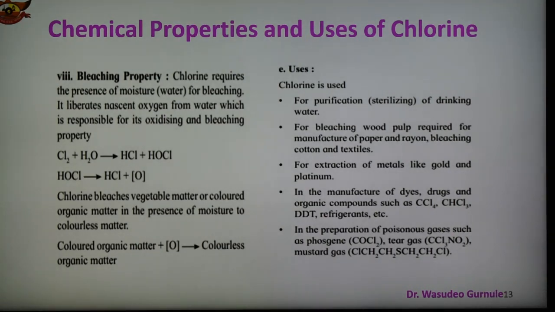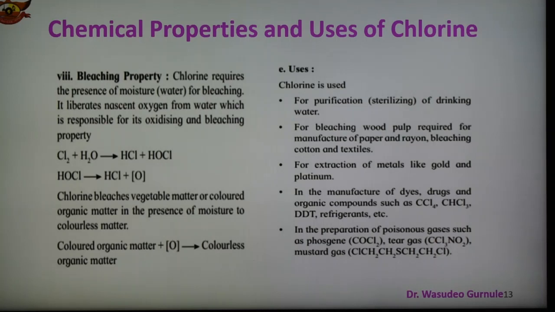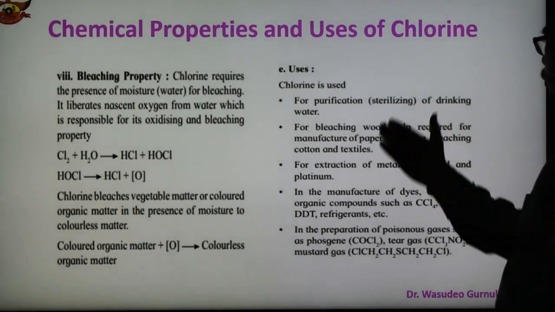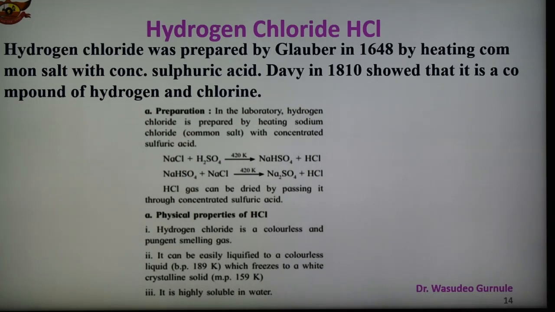It is also used in the manufacture of dyes, color dyes, and drugs. Organic compounds like carbon tetrachloride, chloroform, DDT and refrigerants are manufactured using it. Chlorine is also used in the preparation of poisonous gases, like phosgene, COCl2, tear gases like CCl3NO2, and mustard gas. For the preparation of all these poisonous gases, chlorine is a very useful compound.